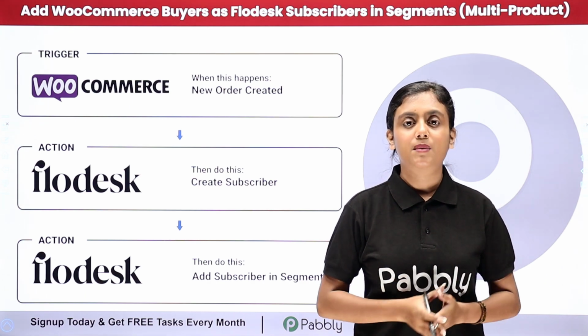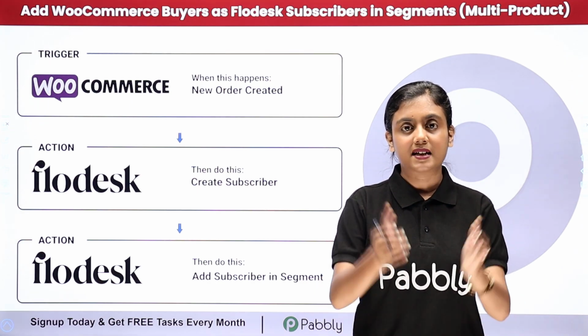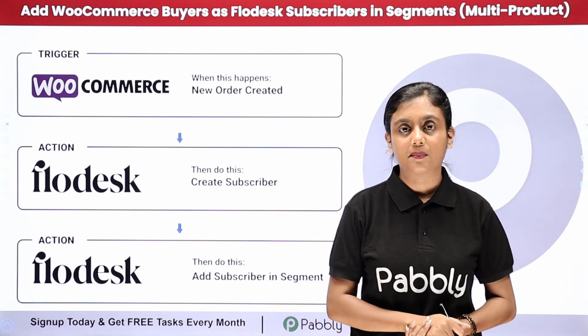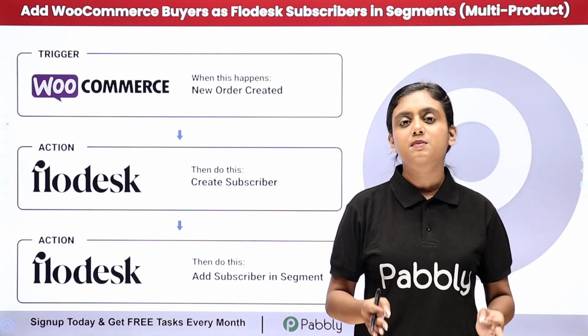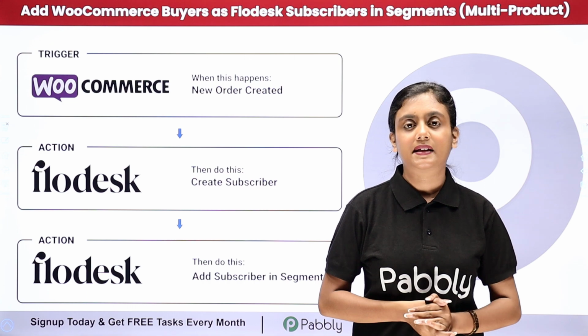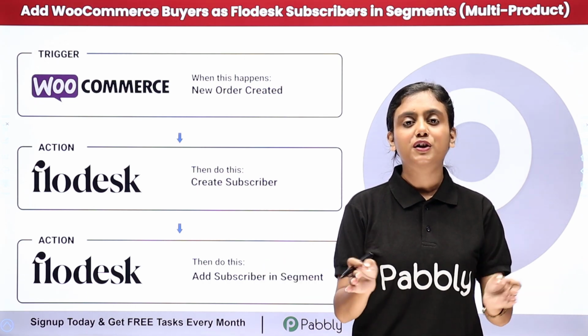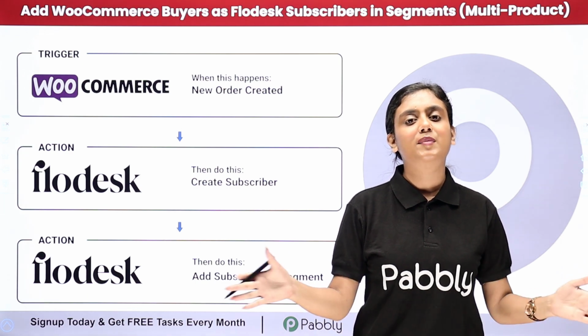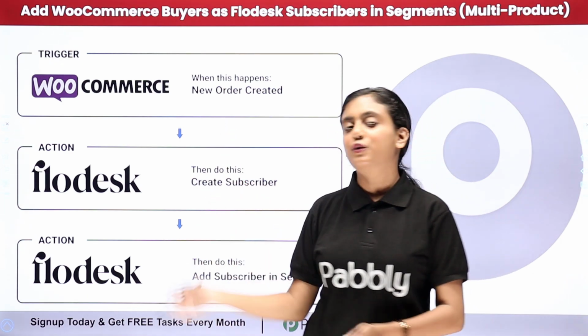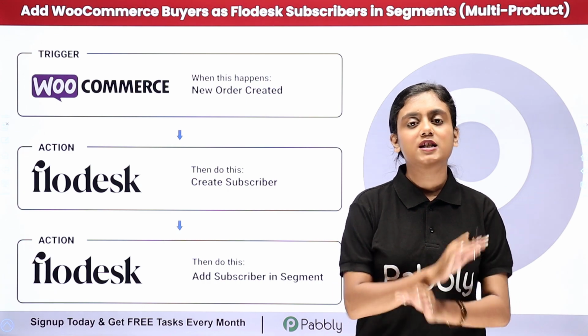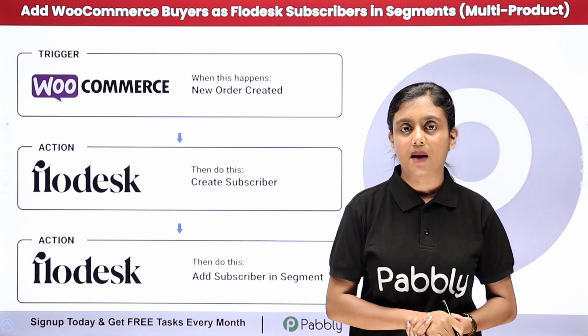And as soon as a customer purchases, according to the purchase, they are added into the specific segment that I've created. Now doing this manually is a very time consuming and hectic task as I receive multiple orders every single day. So in order to automate this entire process, I have built a connection between WooCommerce and Flodesk with the help of Pabbly Connect without need of any coding and programming skills.